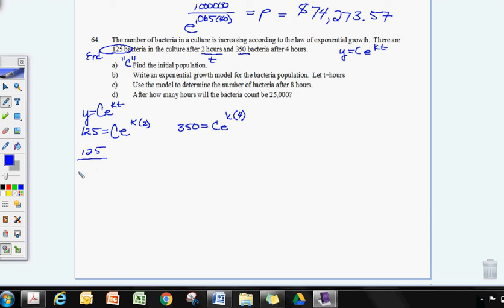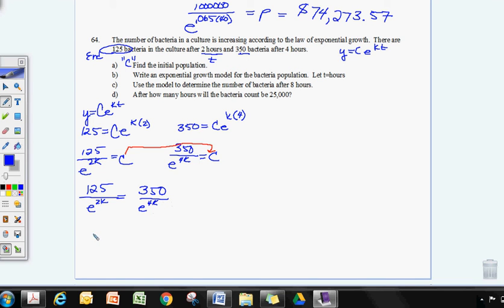125 divided by e^(2k), I like the k at the end, equals C. And 350 divided by e^(4k) equals C. Very interesting. Could I set those two things equal to each other? Of course I could. 125 divided by e^(2k) would equal 350 divided by e^(4k).